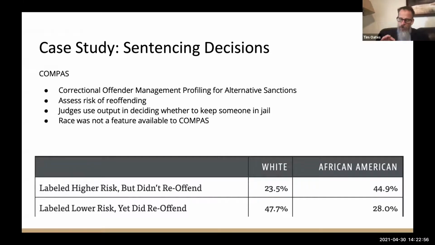Again, race was not an overt feature that was made available, but it probably saw other things like your zip code, right? And the location where you live is often correlated with your race in many cases. So another example of a system that was making decisions based on race, and it wasn't discovered for quite a long time. So next slide.